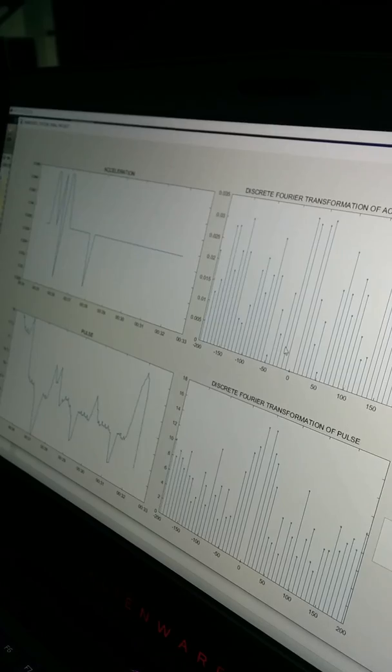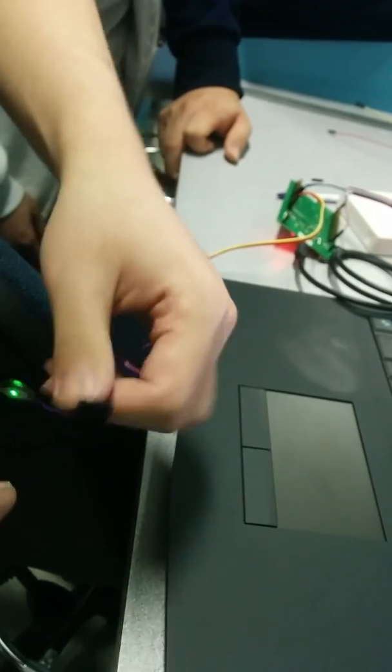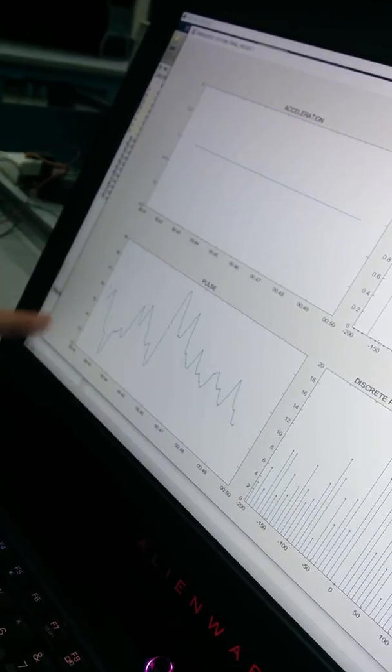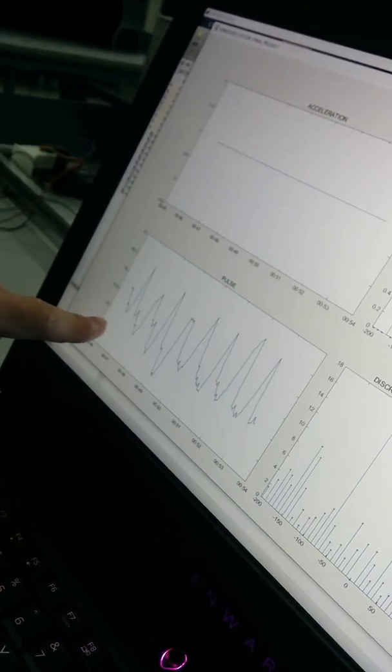For example, if you put your fingers in, maybe not very tight, but we need a little bit of pressure, and we wait to let it become a little bit stable. Let's see this part. This is actually what we get.